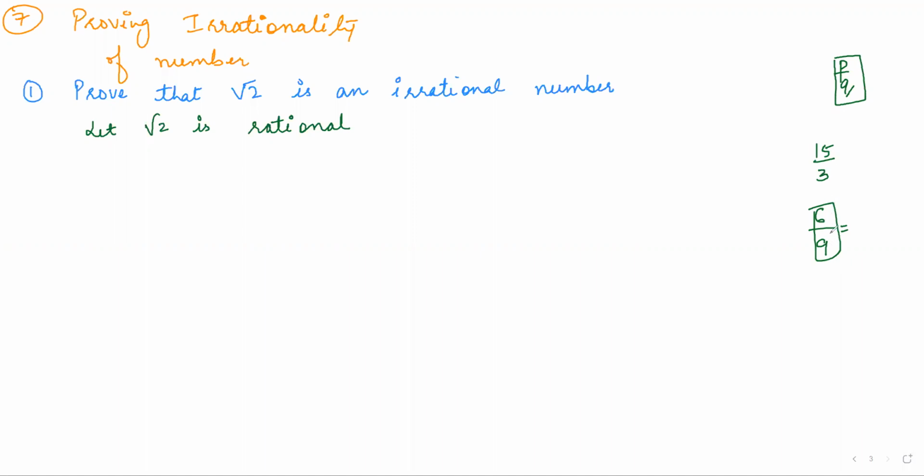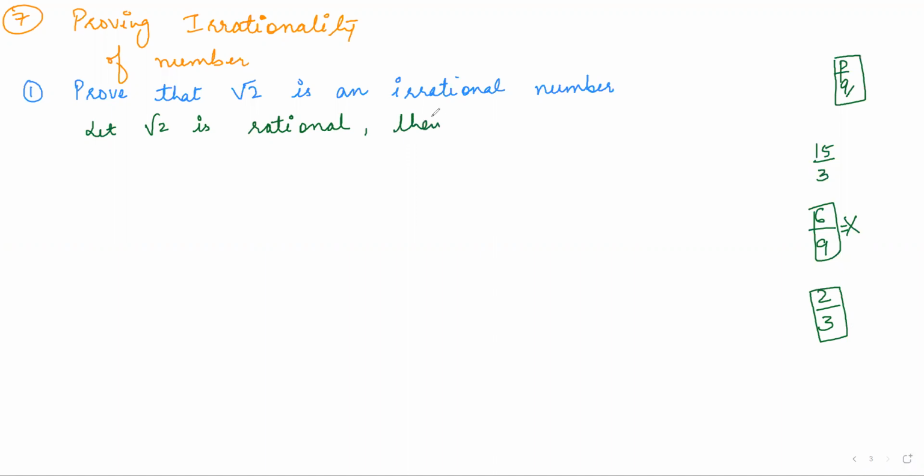We actually need co-primes. Let's say 2 by 3. There is no common factor between them. So we will not say that A and B are integers, but we will say that A and B are co-primes. Understood? We need this kind of numbers here. Is that clear to everyone? Okay. So let root 2 be rational.